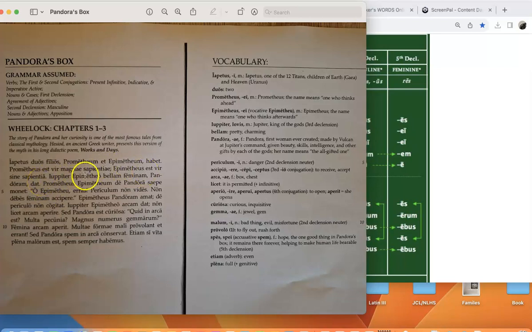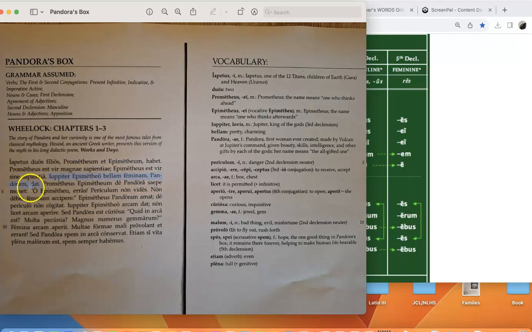So Prometheus is a man of great wisdom. Epimetheus is a man without wisdom. Jupiter, and of course Jupiter is the king of the gods. So Jupiter, Epimetheo bellam feminam Pandoram dat. So here's a good sentence. This is about as complex as we've gotten so far, but this will really test your knowledge of Latin grammar. So we have Jupiter to Epimetheus, beautiful woman Pandora gives.